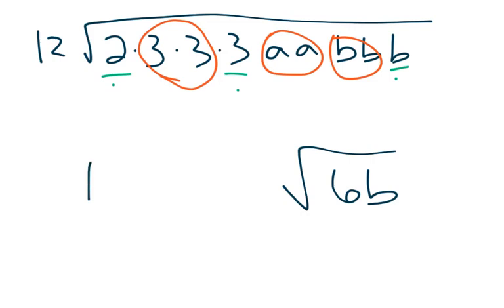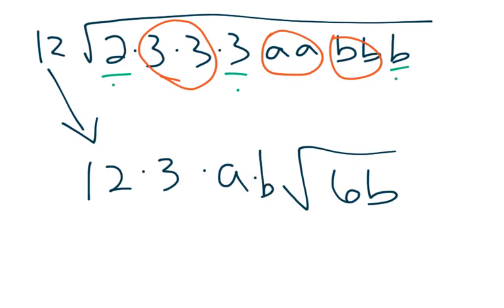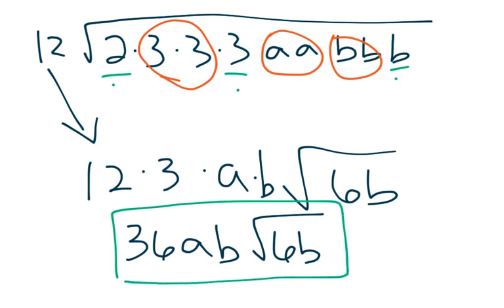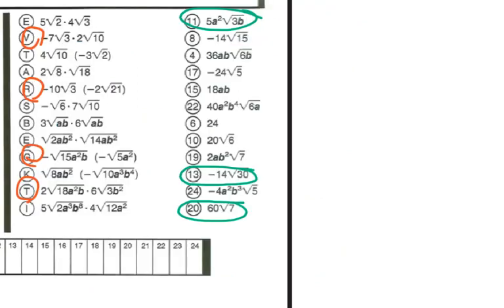And then we're going to have 12. Don't forget about the 12. Times 3 times a times b. Well, 12 times 3 is 36. A times b is just ab. And then we still have the square root of 6b. And that could be very confusing. This is a lot of steps. Make sure you're really taking your time and you're checking yourself after every problem. Don't do a lot of them without checking your work. So let's make sure our answer is there. 36, yep, there it is.